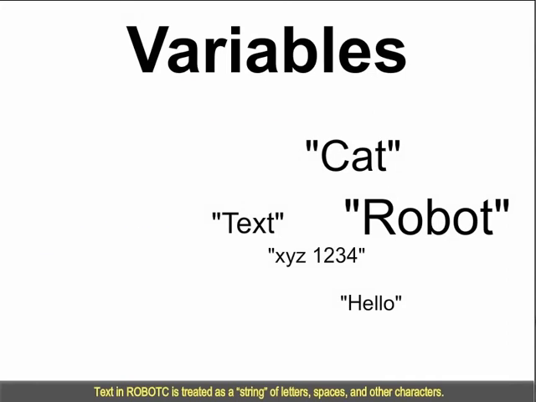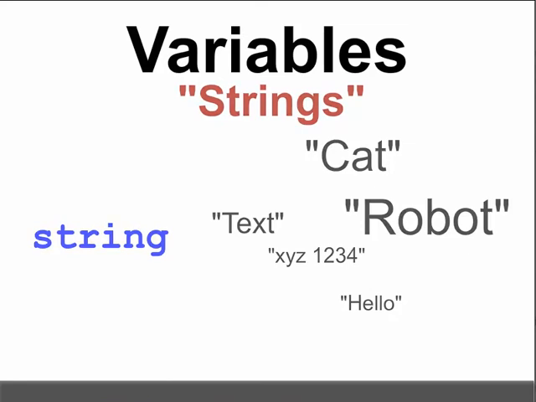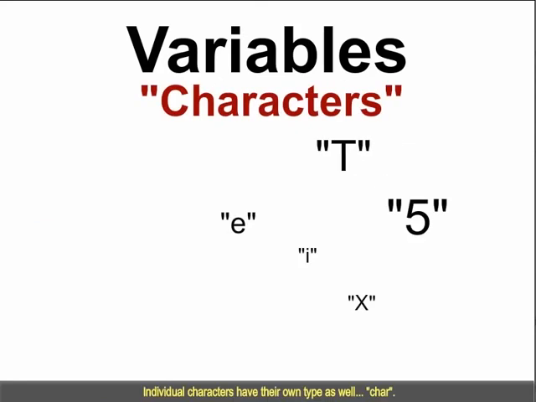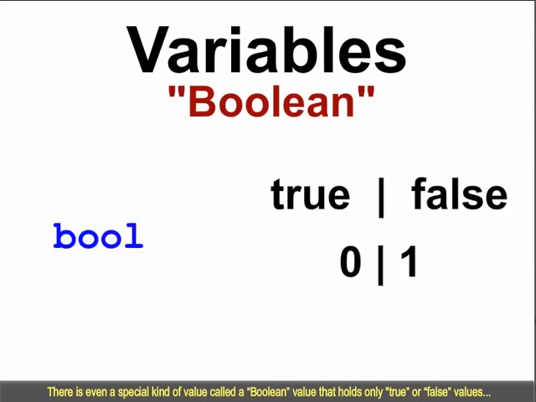Text in Robot C is treated as a string of letters, spaces, and other characters. Individual characters have their own type as well, char. There is even a special kind of value called a Boolean value that holds only true or false values, like the answer to a yes or no condition.